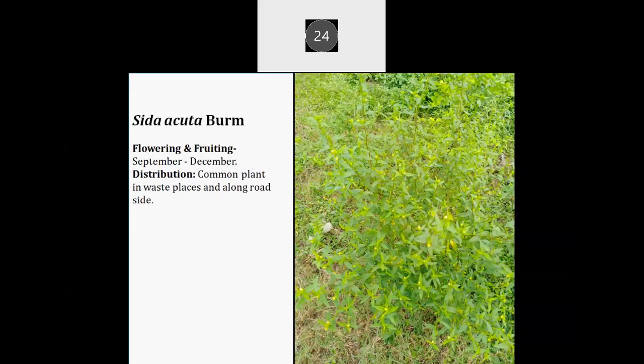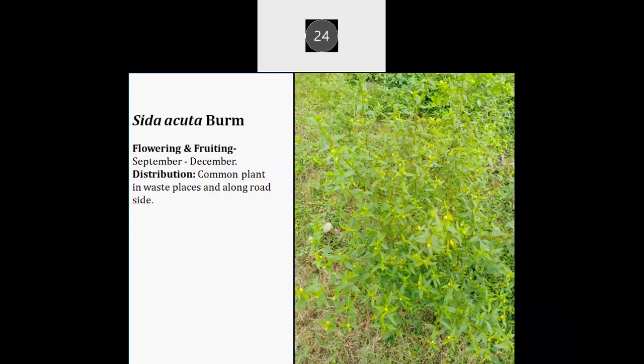This is Sida acuta species. This is common throughout Maharashtra, throughout India. This species is common, and in most places you are able to find this. And this plant species is mostly known in Marathi as chikna.